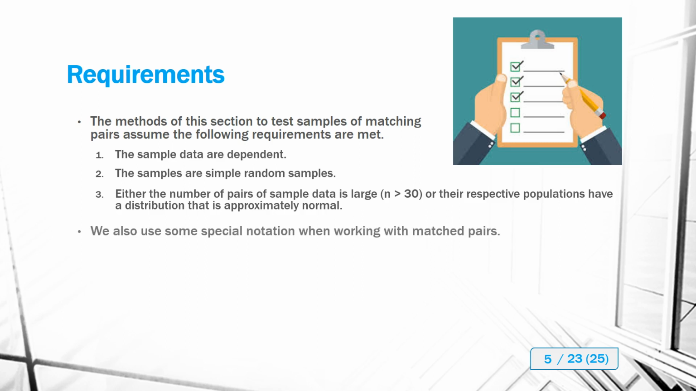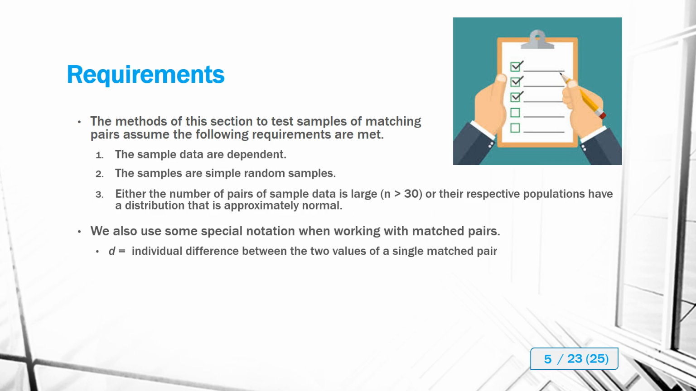Of course, if we already have a normal distribution to start out with, it doesn't matter what our sample size is. We also use some special notation when working with matched pairs. So just as we saw when we're working with independent samples, there are some conventions that we need to be aware of when dealing with matched pairs of dependent data. So the first one is we're going to use the lowercase letter d to represent the individual difference between two values of a single matched pair.